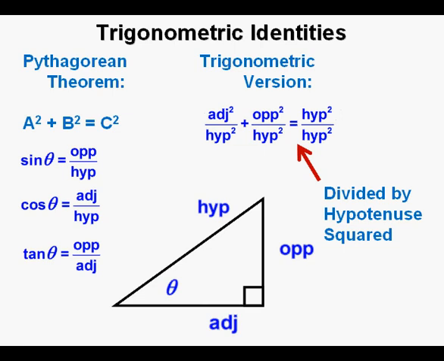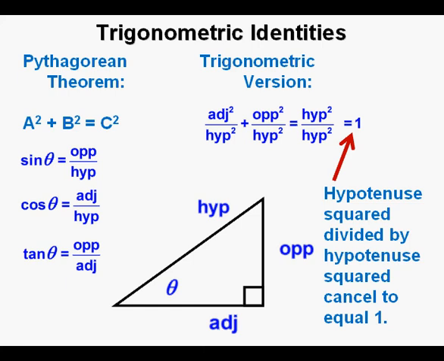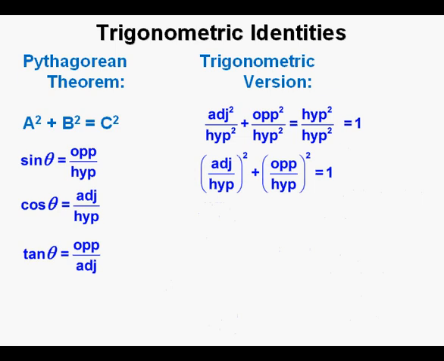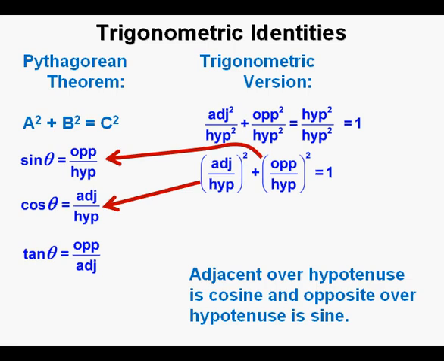And here's the equation divided by hypotenuse squared. And hypotenuse squared divided by hypotenuse squared canceled equal 1. Now we'll place adjacent squared over hypotenuse squared and opposite squared over hypotenuse squared inside parentheses and raise to the power of 2 outside the parentheses. And what do we see here? Do these terms look familiar? They should. We see that this first term, adjacent over hypotenuse, is the cosine theta, and that the second term, opposite over hypotenuse, is sine theta.